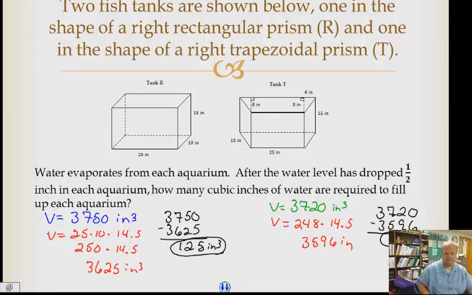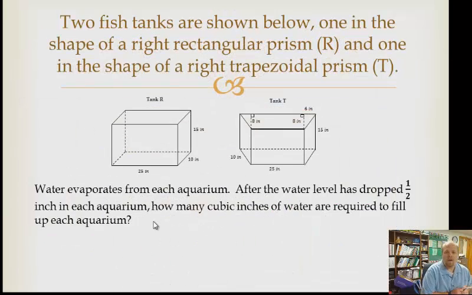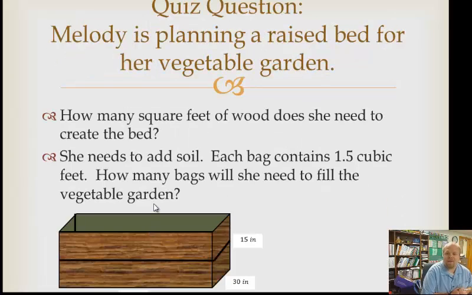Let's look at your quiz question. Your quiz question: Melody is planning a raised bed for her vegetable garden. How many square feet of wood does she need to create the bed? Then she wants to add soil to it. Each bag contains 1.5 cubic feet of soil. How many bags will she need to fill her vegetable garden?